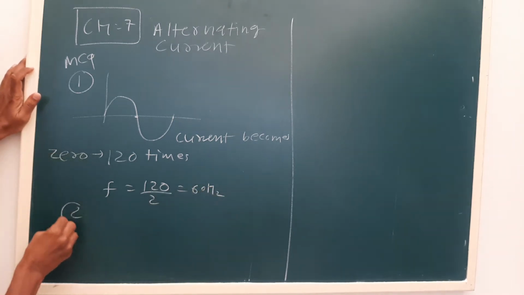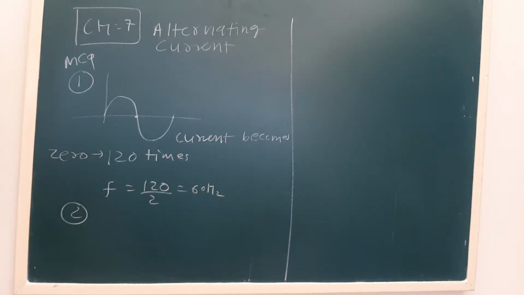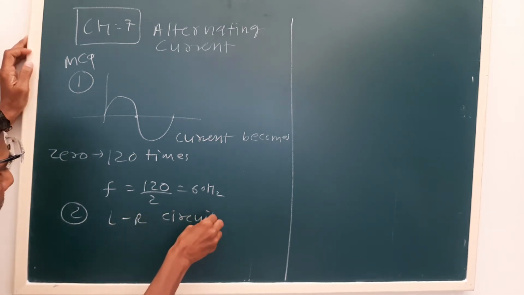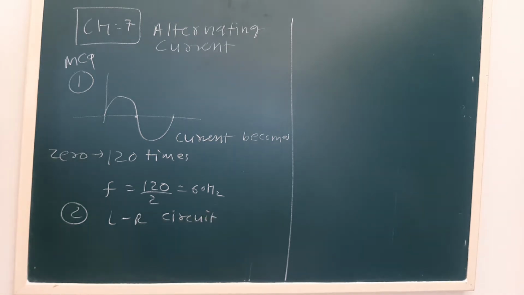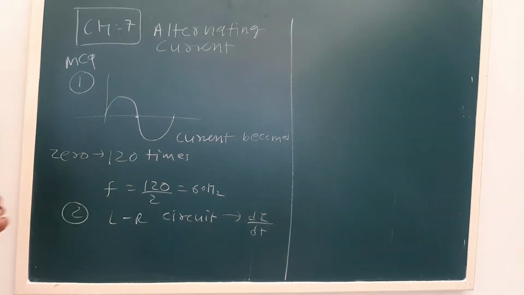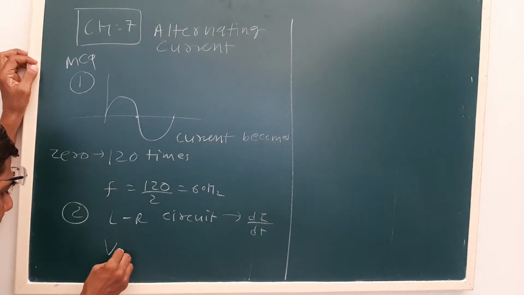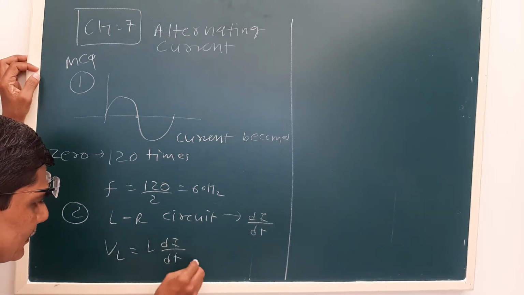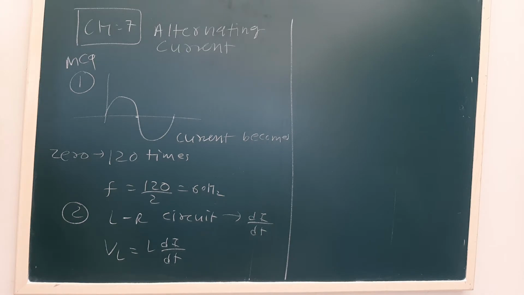Okay, now see the second MCQ. Now in an LR circuit, the current changes at the rate of di by dt. What will be the voltage across the inductor? We are familiar that the voltage across an inductor is given as L into di by dt. So that will be the answer.